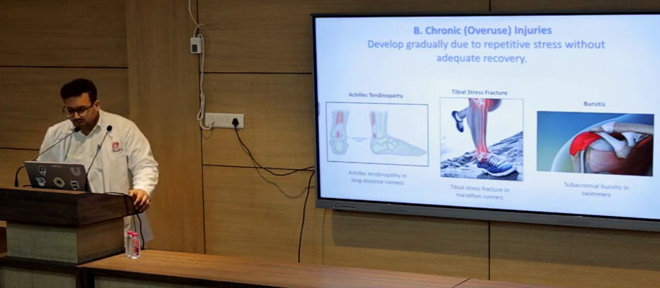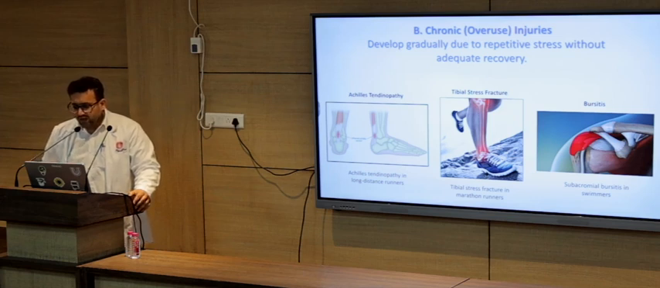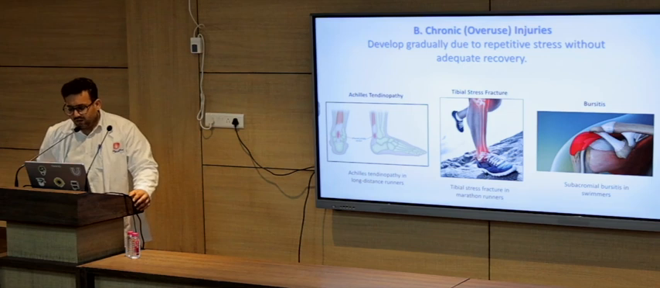Then we have subacromial bursitis, commonly seen in swimmers. The subacromial bursa is a fluid-filled sac in the shoulder. It causes pain when lifting the arm or doing overhead movement.